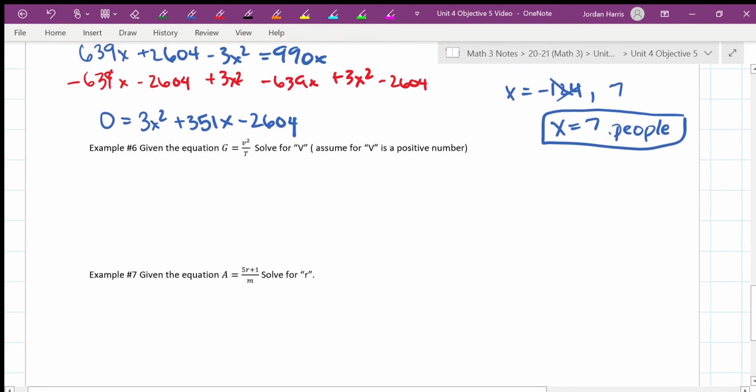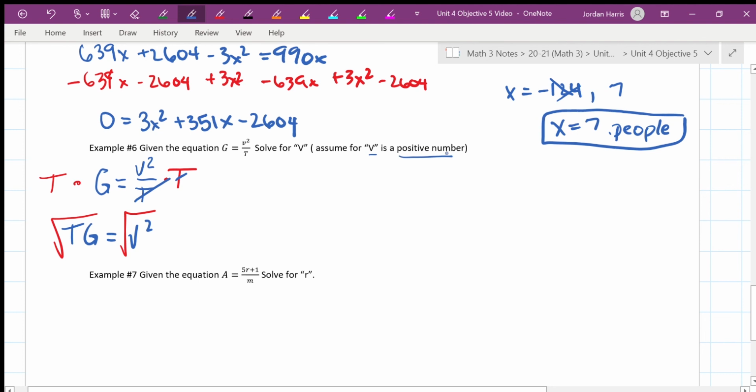Given the equation, solve for v. Okay, so I just rewrite my equation. I need to get v by itself. So I'm going to multiply both sides by t to clear the fraction there. So I get t times g equals v squared. And hopefully you know how to get rid of a squared by square rooting. Technically it's supposed to be plus or minus, but it says assume v is positive. So I'm only going to have the positive v. And there it is. Done.